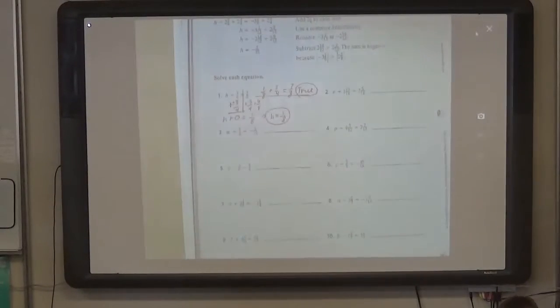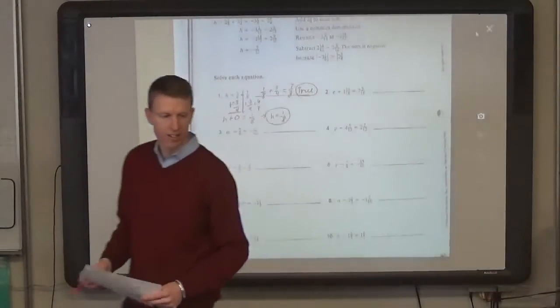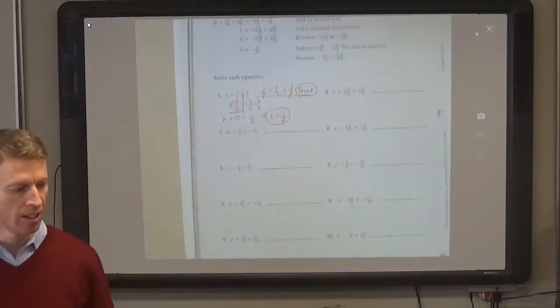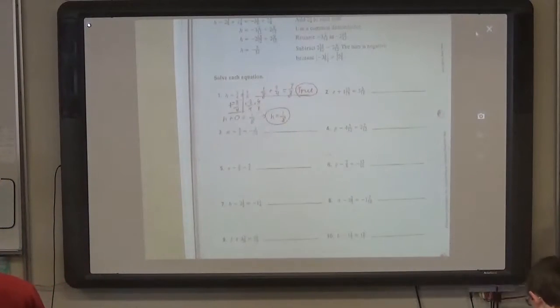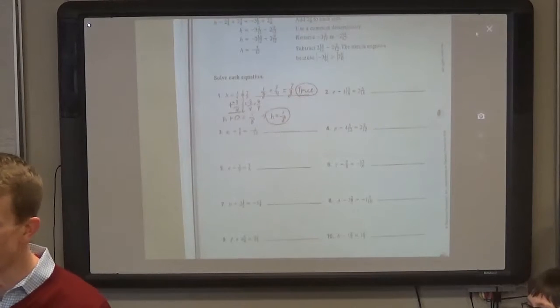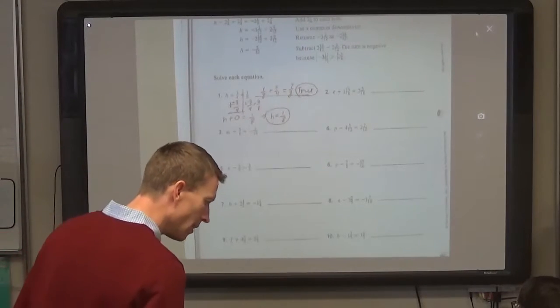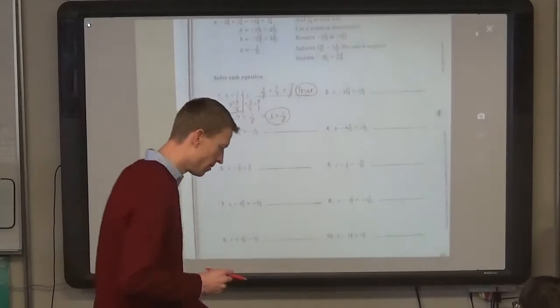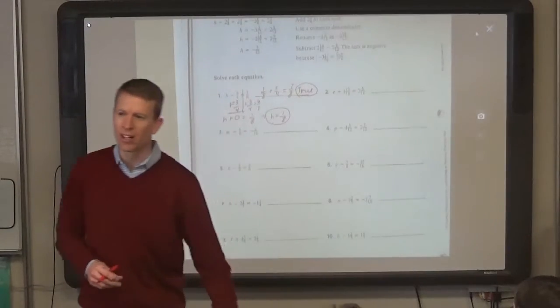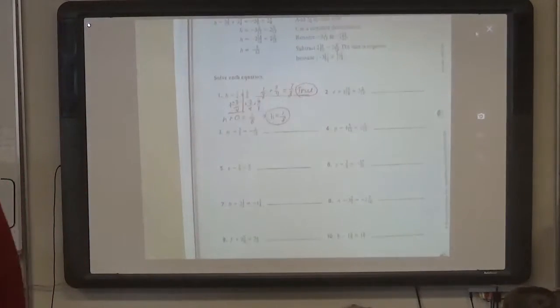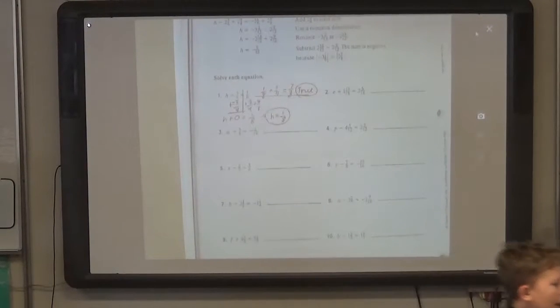Now, as I'm walking around and as you're working in pencil, I'm determining how much homework I need to give you. Whether or not you can follow this procedure really well, then I can give you less homework because I know that you've pretty much got it. Or I'm seeing a lot of mistakes, and therefore you're going to need more practice to get this. Finish it up. Copy all the work.